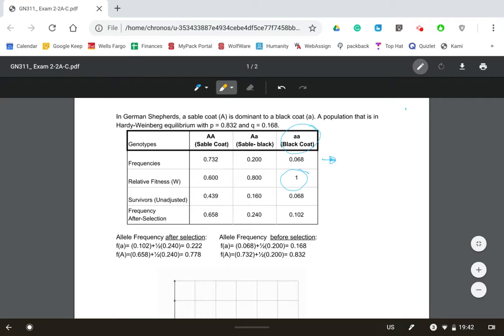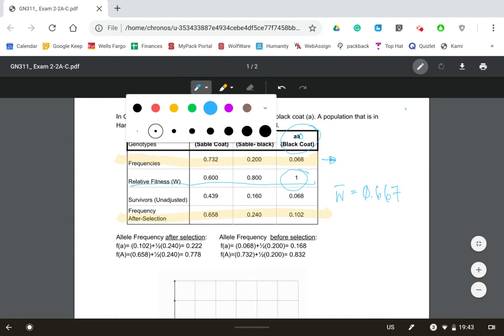So let's go ahead and first view our genotype frequencies before and then after selection. When we first view our relative fitness measurements, we're going to notice that it's favoring the lowercase a allele, the one that is noted for having a black coat. And this is going to show that we have directional selection. Furthermore, we calculated our average fitness, and that came out to be 0.667. And we use this information to determine our frequency after selection.